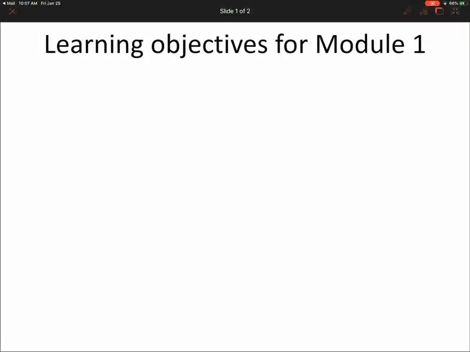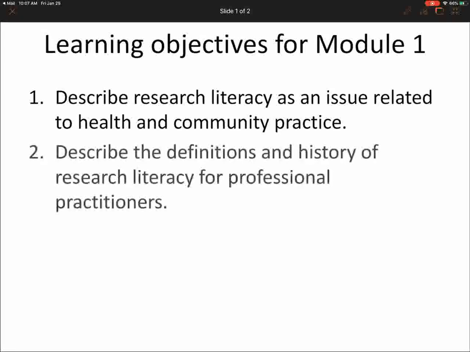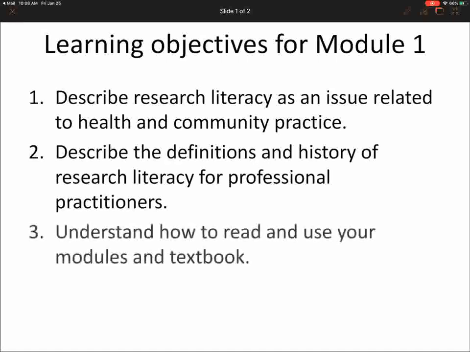So the learning objectives for Module 1 are: by the end of this module, you will be able to describe research literacy as an issue related to health and community practice. You will be able to describe the definitions and history of research literacy for professional practitioners, such as yourself. What you will also be able to do is to understand how to read and use your modules and textbook.